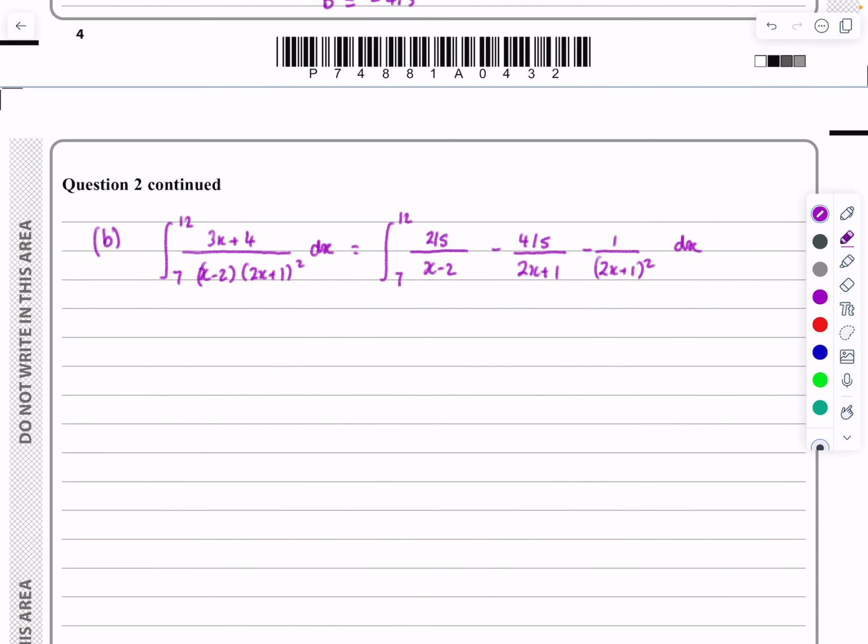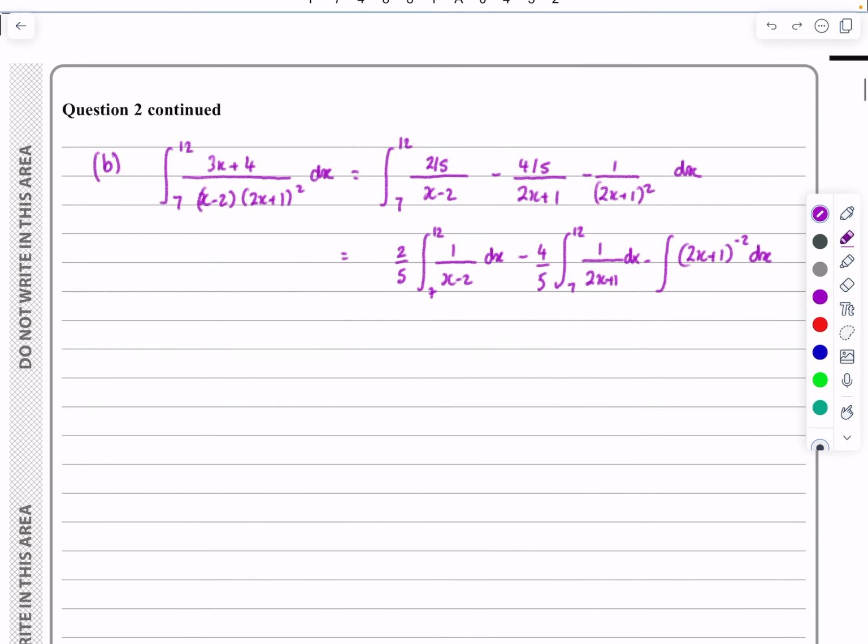So if I'm going to do that, what I'm going to do is say 2/5 1 over x minus 2, because that will just be a log 1. And then minus 4/5, again between 12 and 7, 1 over 2x plus 1, because again, that's just going to be a log. But then just be careful with this last one. This last one is going to be minus the integral of 2x plus 1 to the minus 2, dx on all of those. And this one, we now just need to take a little bit of time over. The other two are just straightforward log ones.